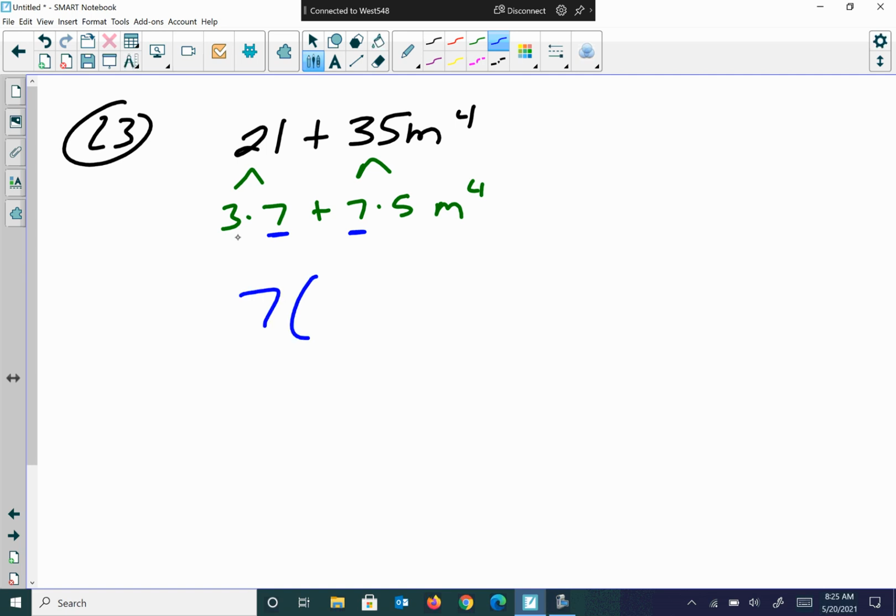So if you factor that out, then you're left with 3 plus 5m to the 4th. And that's how you do number 23. There's nothing more to it than that. So that looks like, what is it, D? Or no, B.